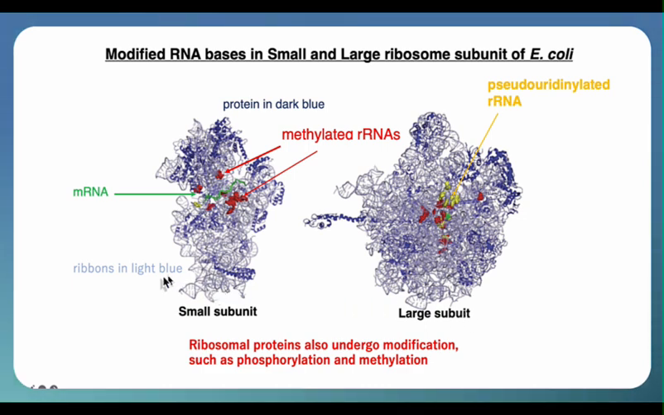In these figures, ribosomal RNA is thinly drawn like this. On the other hand, ribosomal proteins are depicted in dark blue. In these figures, the positions of methylated ribosomal RNA bases are shown in red. In addition, some bases are pseudouridinated.